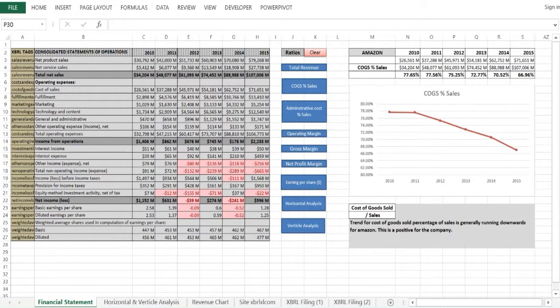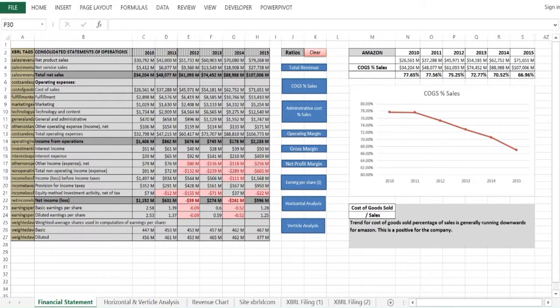Some of the ratios I looked at were cost of goods sold in terms of percentage of sales, administrative costs in terms of percentage of sales, operating margin, gross margin, net profit margin, and earnings per share ratio. These ratios are important because they tell us a lot about the health of the company.